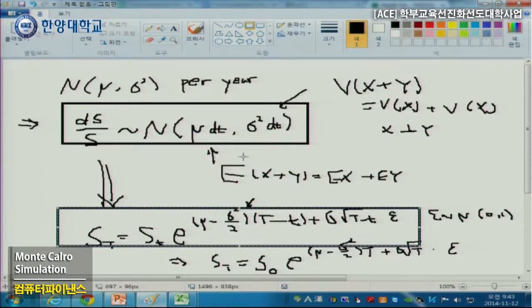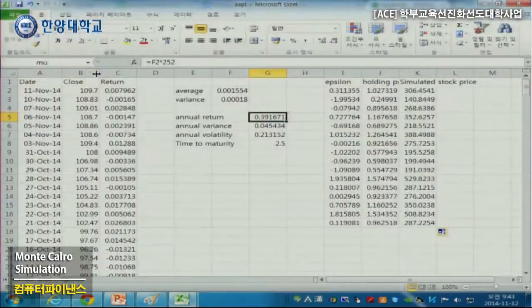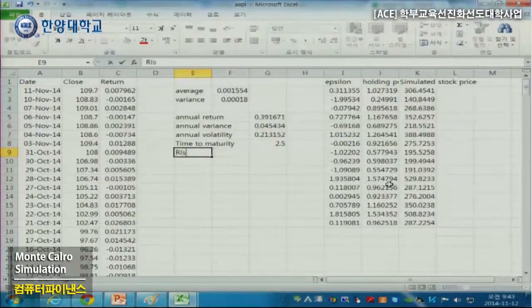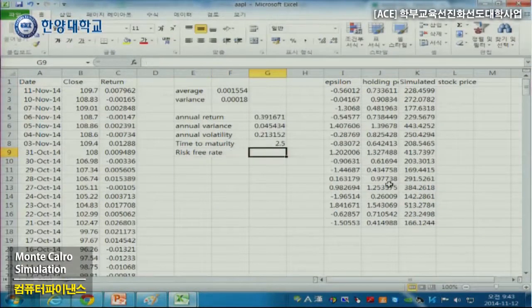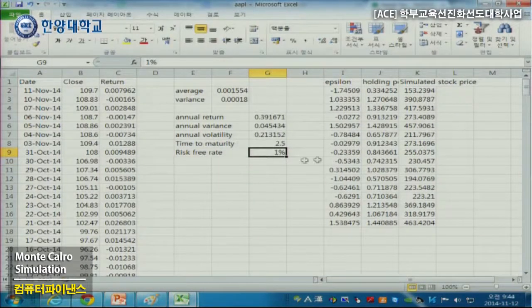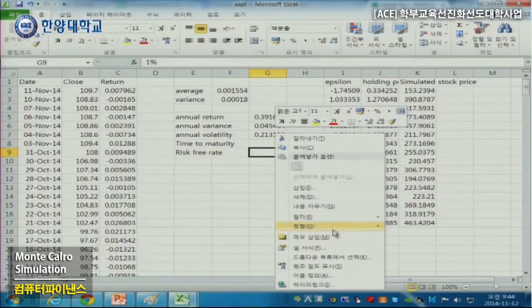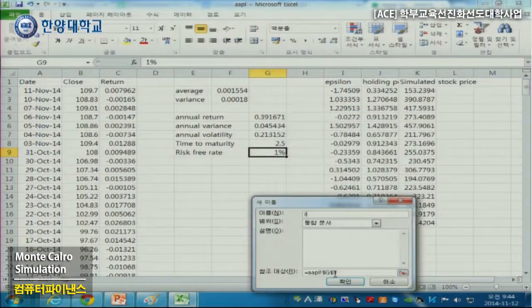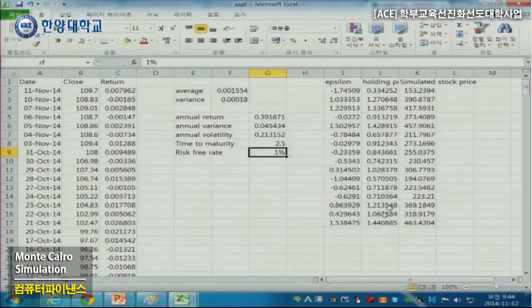And then let's assume a risk-free rate. The current US risk-free rate is, let's say, 1%. And let's call this one RF. Okay, so we simulate the stock price.